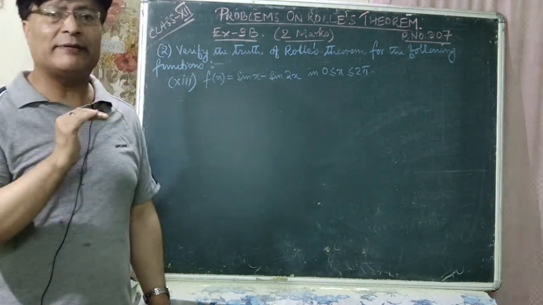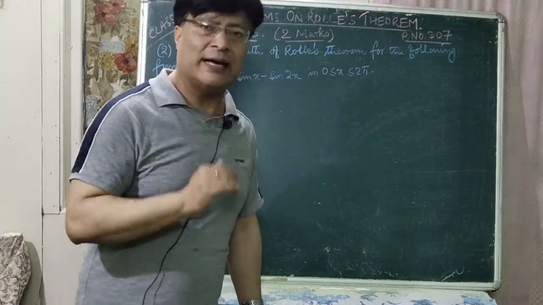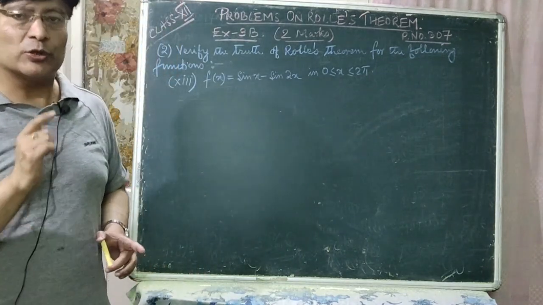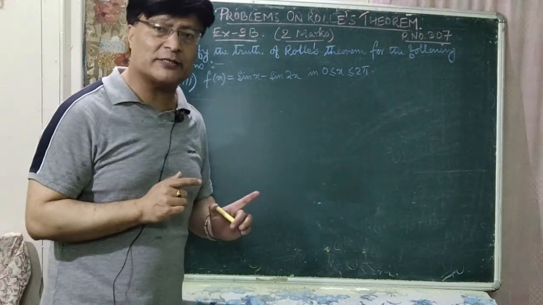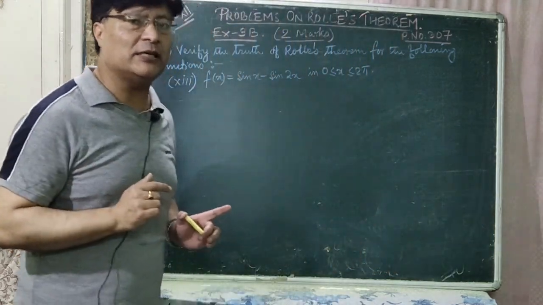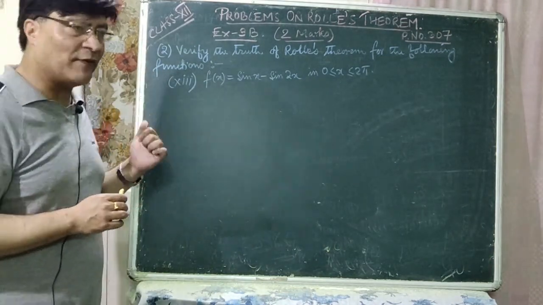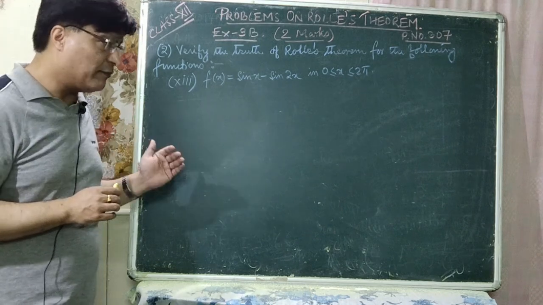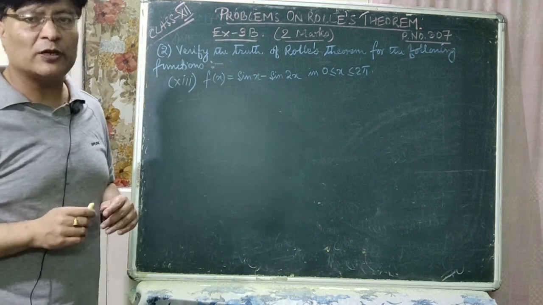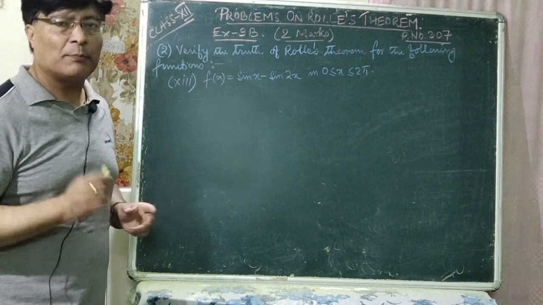So what is meant by f dash of c is equal to 0? That is, the tangent at any point on the curve at x is equal to c is parallel to the x-axis. So there exists at least one value of x is equal to c, lying between a and b, such that f dash of c is equal to 0. Now there are three conditions there. That is, f of x is continuous in the closed interval, f of x is differentiable in the open interval, and f of a is equal to f of b. So first of all you have to check whether all these three conditions are satisfied or not in this problem.